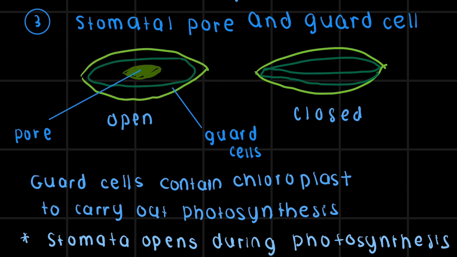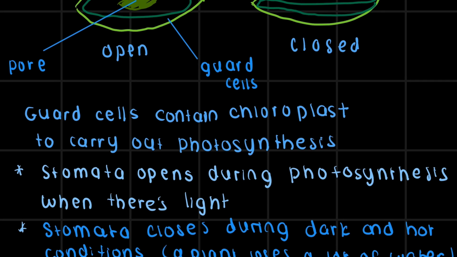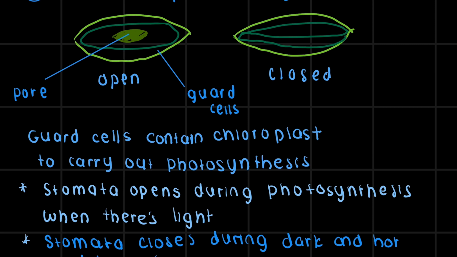Okay, now we are going to have a look at when do stomatal pores close and open. So guard cells, these guard cells here, they contain chlorophyll to carry out photosynthesis. Okay, so these guard cells, they have their chlorophyll in there to carry out the photosynthesis.